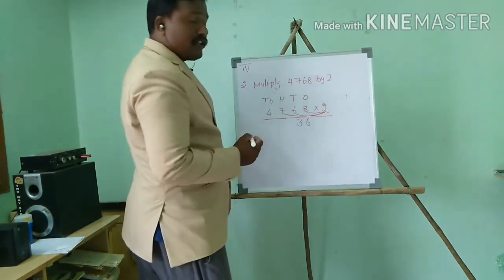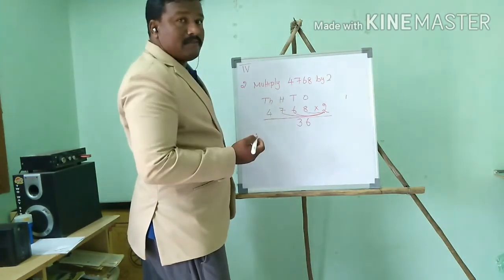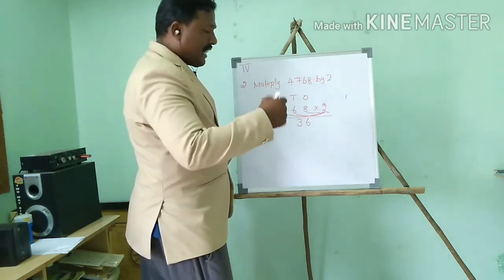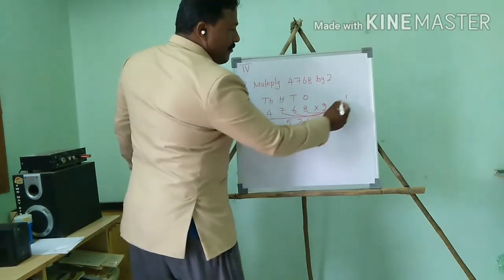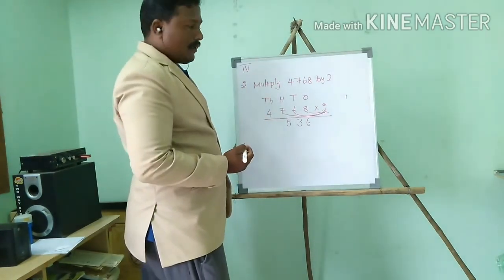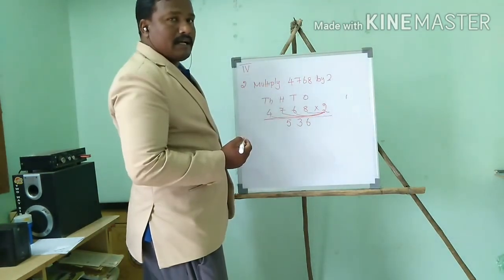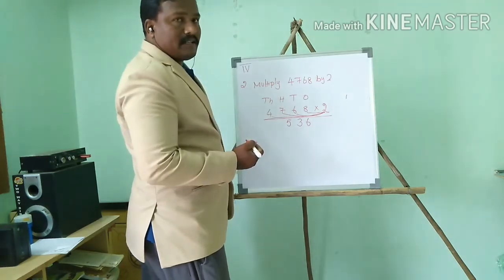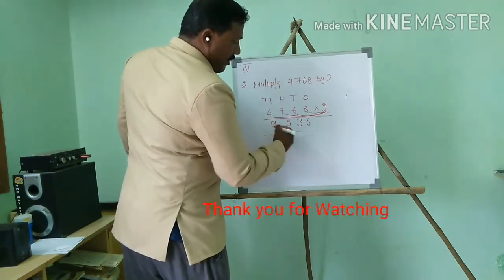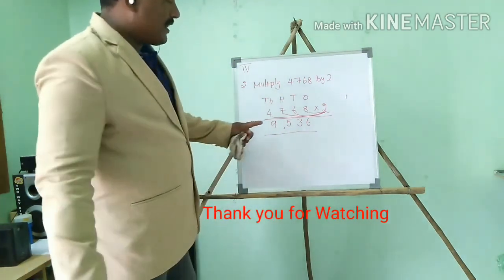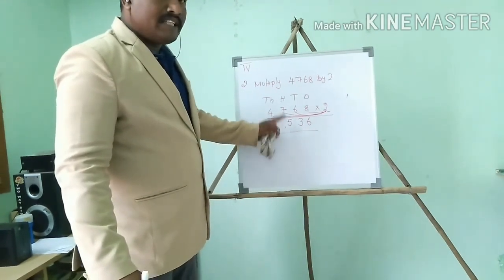Again we will multiply 2 and 7. 2 sevens are 14. 14 plus the carry 1 is 15. 15 we cannot write as it is because we have one more number. So we write 5 here, and the carry 1 as it is. Now again we will multiply 2 into 4. 4 twos are 8. 8 plus 1 carry is 9. So how can we say this number in words? 9,536. This is the product.